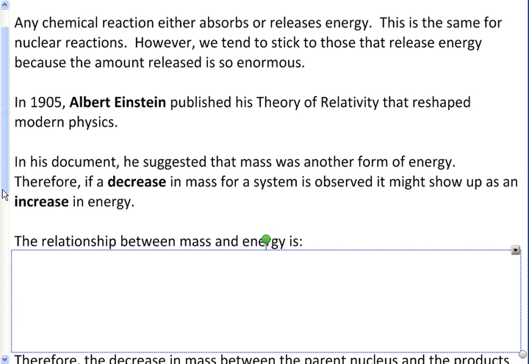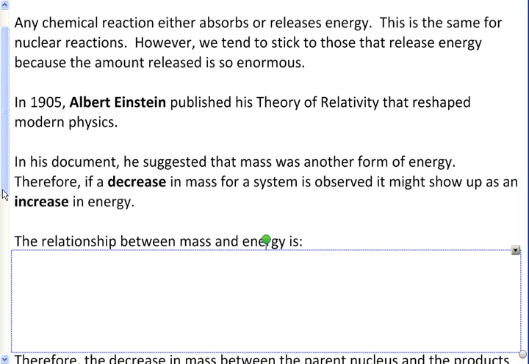Now, any chemical reaction either absorbs or releases energy. And this is the same for nuclear reactions. However, we tend to stick to those that release energy because the amount that is released is so enormous. And usually we can use that energy in some way, whether it is, unfortunately, for destruction purposes, like an atomic bomb, or whether it's for practical uses, like using that energy to power our homes, like in a nuclear reactor. That energy can be very, very useful.